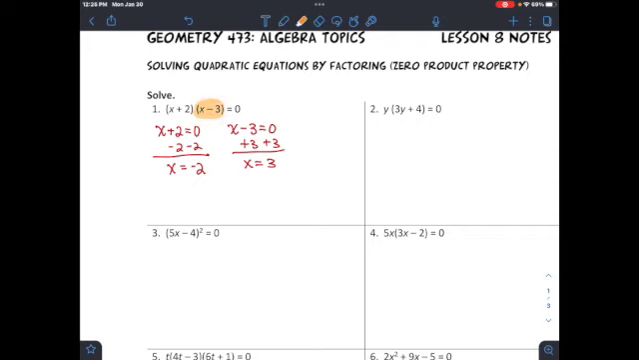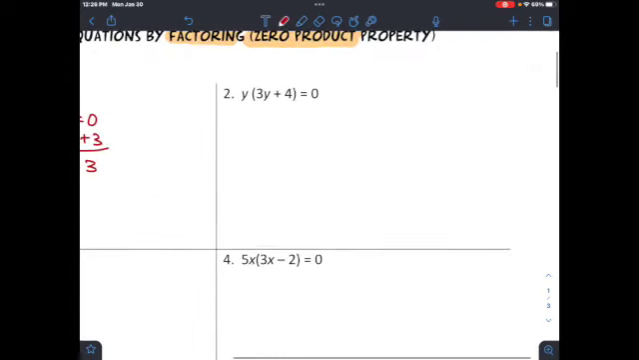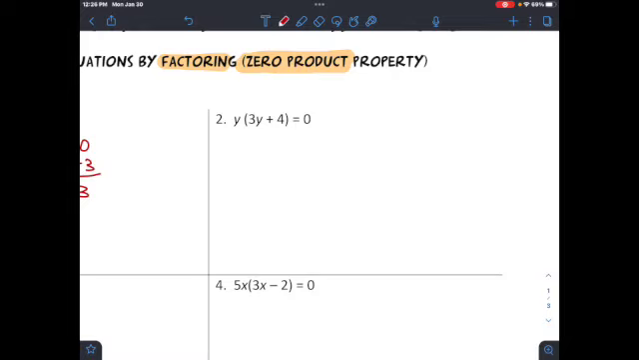The keyword you need to remember: use the zero product property after you factor it. Make sure you check for factoring, zero product property, and that it equals 0. For the second question, we are also going to double check: do I have everything in multiplication form? Yes, because that's really y times parentheses 3y plus 4. So I know I already have my factoring. So that's y equals 0 and 3y plus 4 equals 0.